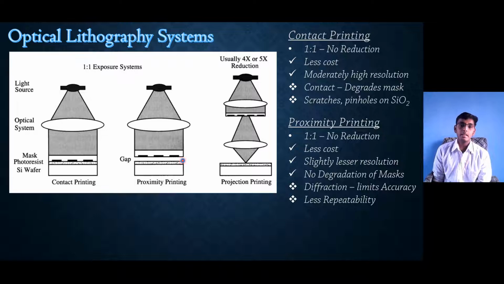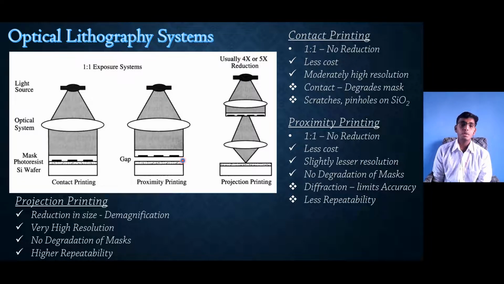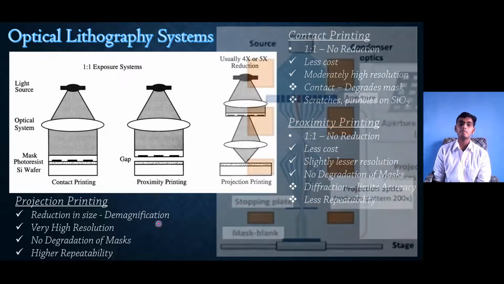The next method is projection printing. This projection printing is the most widely used process in the industry currently. Although the current technique is slightly different from the diagram shown here, the basic principle used is this projection. The most valued advantage of projection printing is the reduction in size, the demagnification. The miniaturization of the circuit happens here in projection printing.